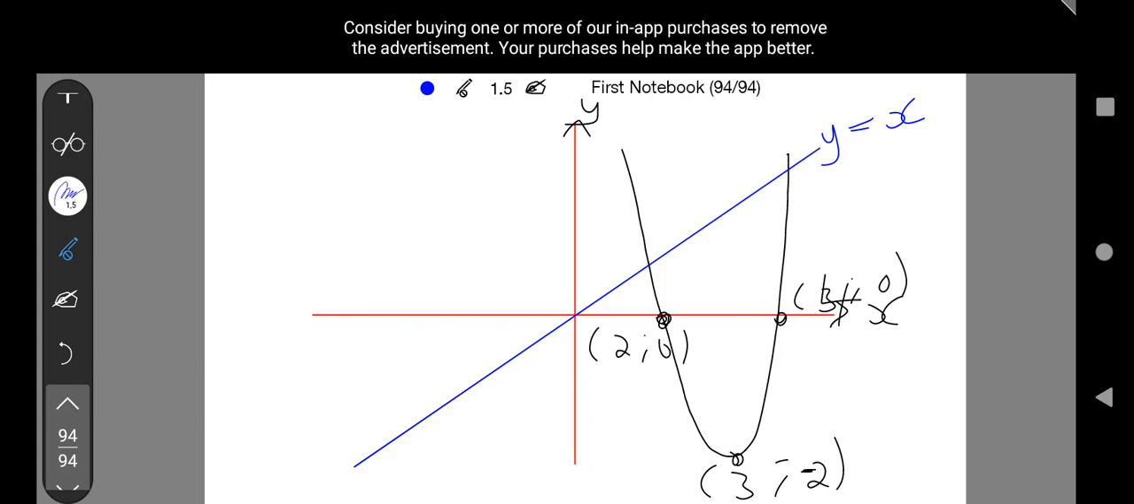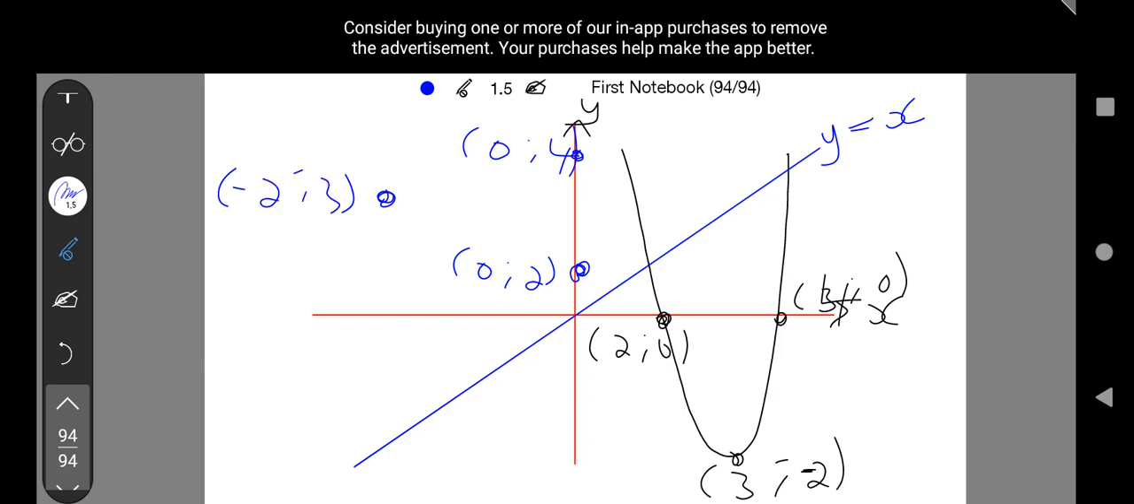What will the point (2, 0) become? It will now become (0, 2), and the point will be here on the y-axis. The point (4, 0) will now become (0, 4) instead. So the point (3, -2) will now become (-2, 3), and the point will be somewhere here.